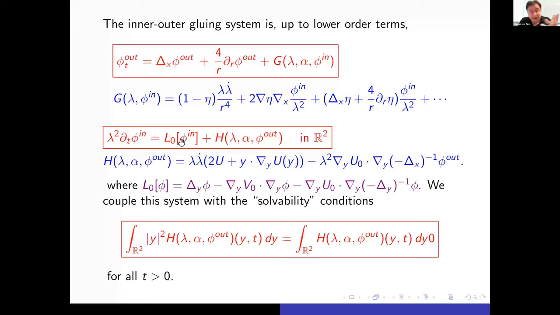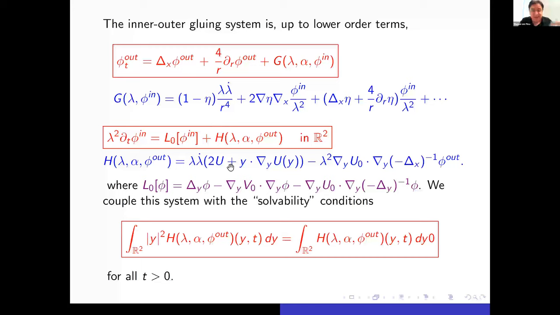The reason is this: in the outer coupling, you see this gradient of eta, where eta is the cutoff. So this is only supported near the far away region, and this comes times the gradient of the phi inner. So if the phi inner decays sufficiently fast, then you expect that this coupling becomes small, okay? So if you can manage to find phi inner small, then these two equations are essentially uncoupled. This is the bottom, okay?